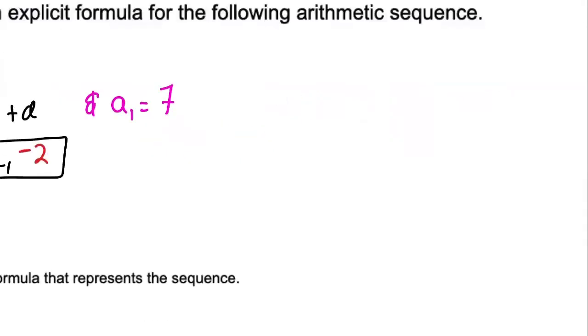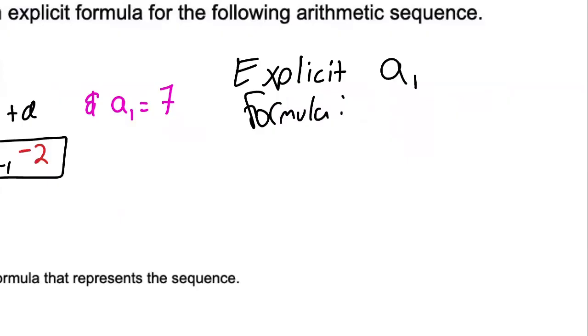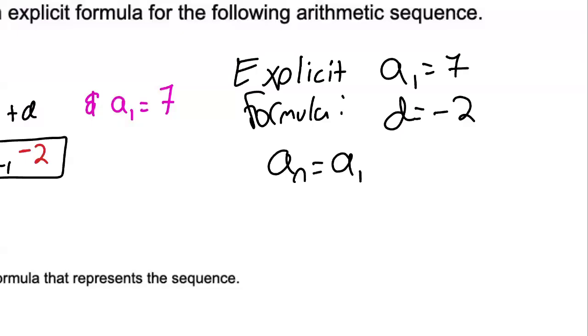Now the explicit formula. This requires the first term, which is 7, and then we already said the common difference was -2. So a sub n equals a sub 1 plus n minus 1 times d.